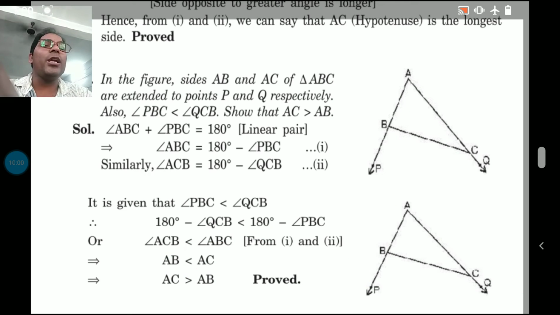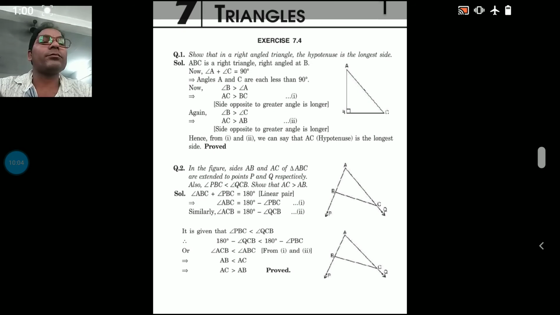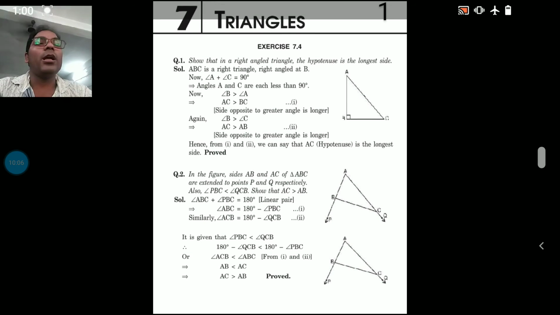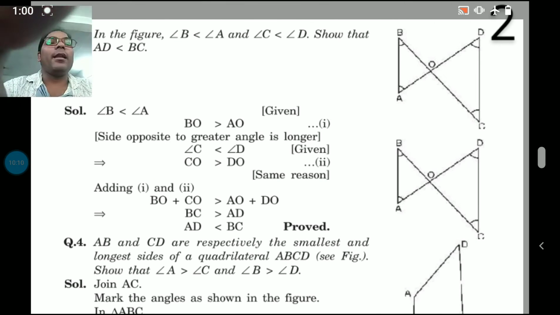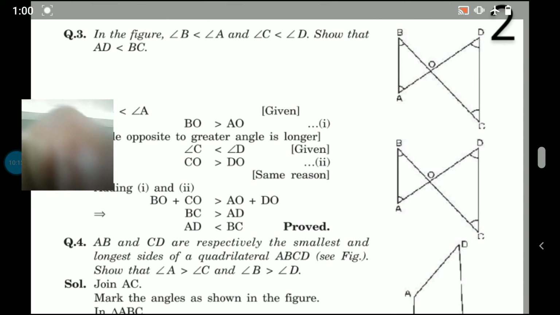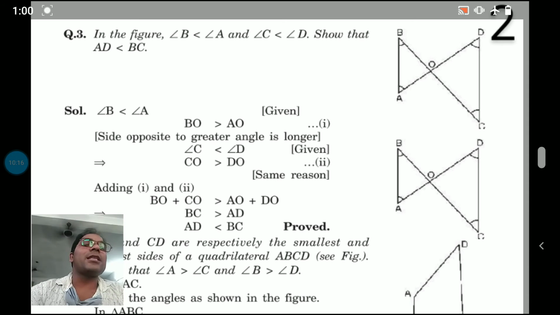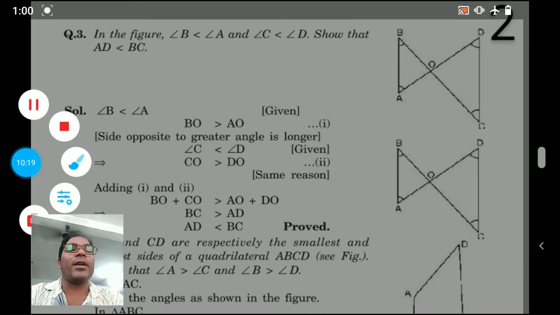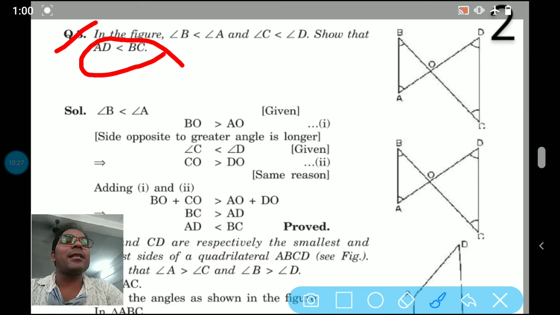So this is the way to solve these questions. Okay, and the next question, you can see the next one. See, next question is given here. You can see the question. In the figure, angle B is less than angle A. The figure is given, and in this figure, angle B is less than angle A and angle C is less than angle D. Show that AD is less than BC.